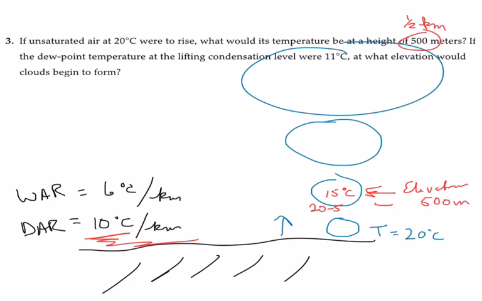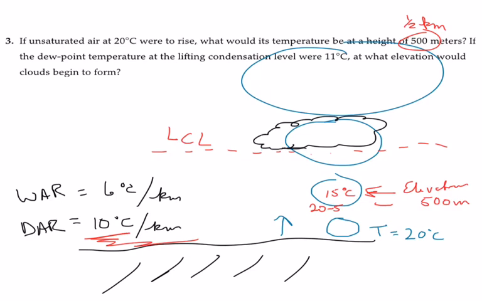Okay. So the lifting condensation level. Actually, I'm going to have to backtrack. Each one of these circles is not going to be 1 kilometer. I'm just going to draw my line there. I'm going to put LCL, lifting condensation level. I'm going to have to think through it. So I'm going to draw my cloud there.